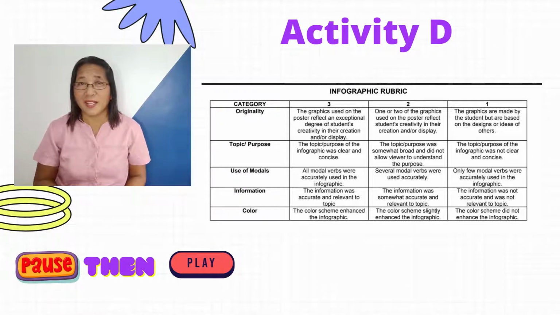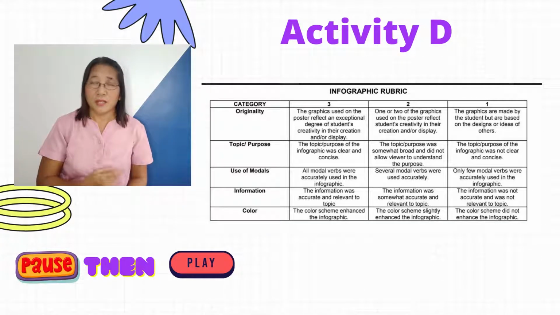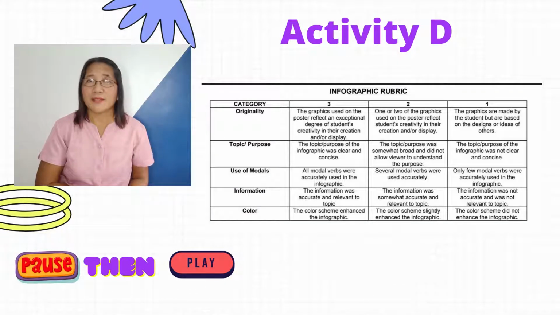First, originality. Second, your topic or your purpose. Number 3, use of modals. 4, information. And 5, color. You may always read the full content of the rubric on page 6.